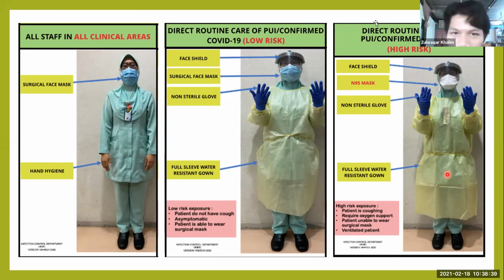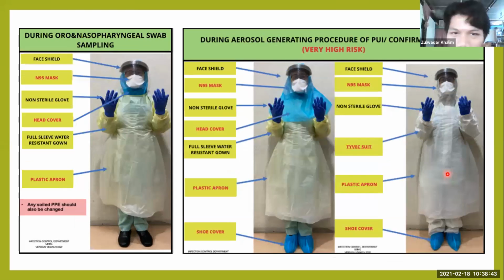This is for during swab sampling: face shield, N95 mask, non-sterile gloves, head cover, gown, and plastic apron. This is during very high-risk COVID-19: face shield, N95 mask, non-sterile gloves, head cover, apron, including shoe cover.